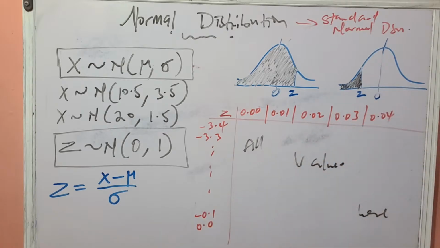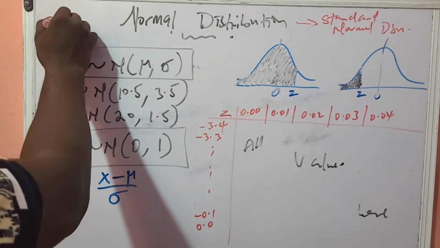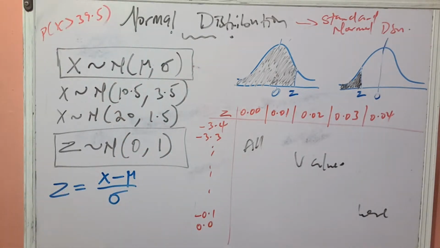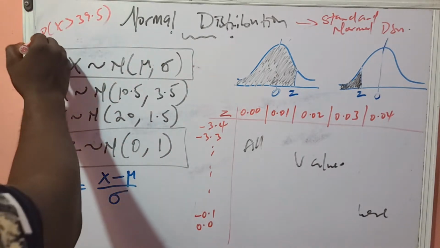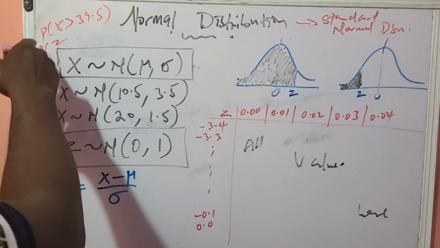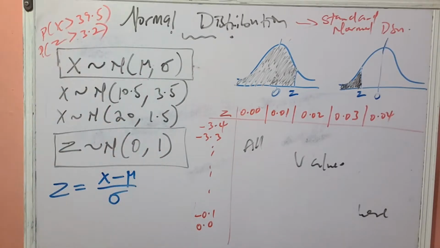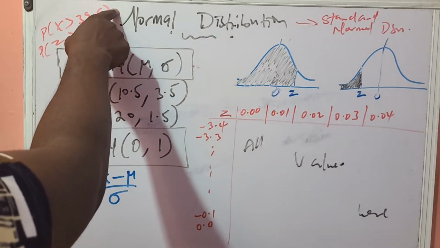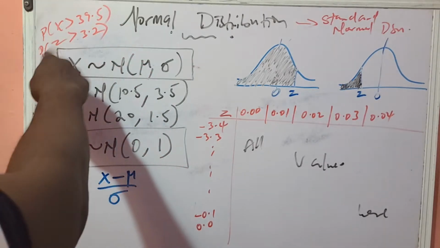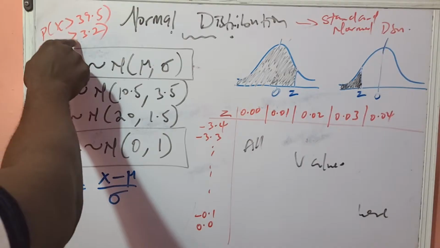I'm sure, if you followed the last video, you understand that when the question says, because we solved some questions in our last class, the question will say, find the probability of x greater than maybe 39.5, for instance. You went on to standardize, then you turned it into probability of z greater than maybe 3.2, for instance. This was probably what you arrived at when you were done with standardization. Look at what the question was actually to find: find the probability that z was greater than 3.2.